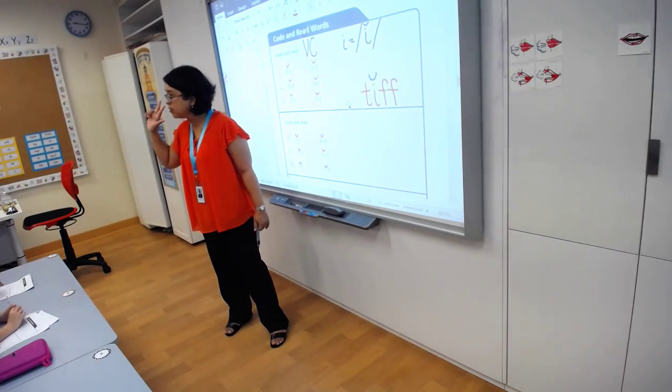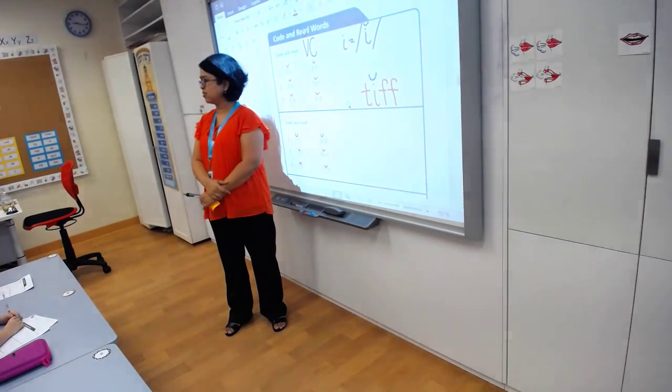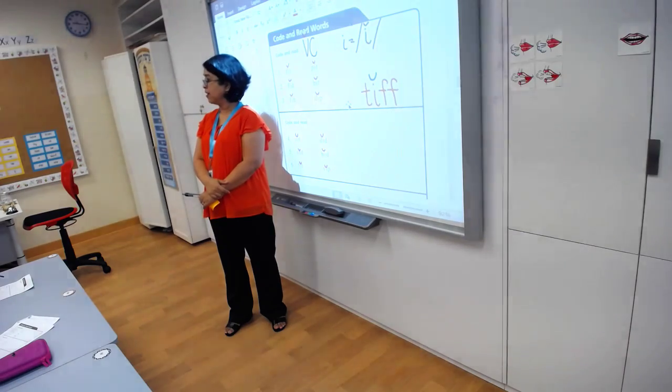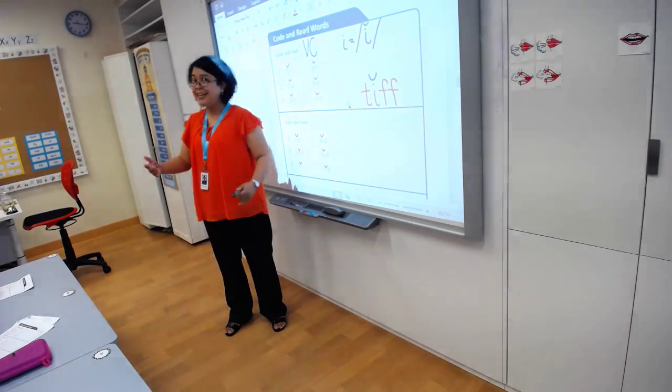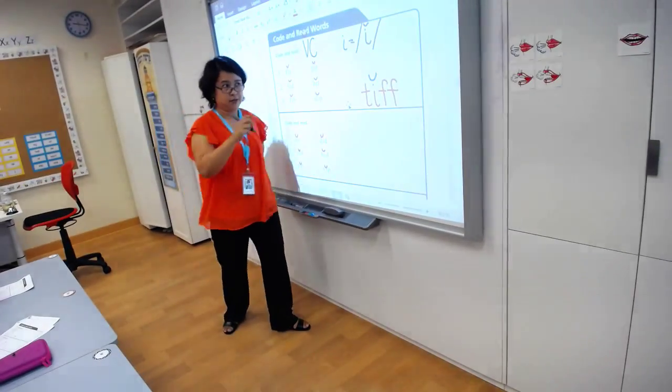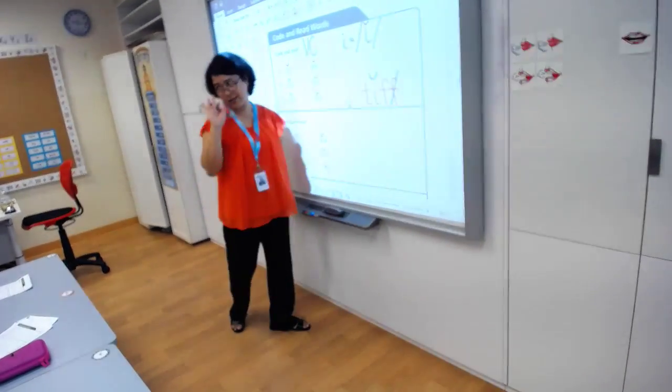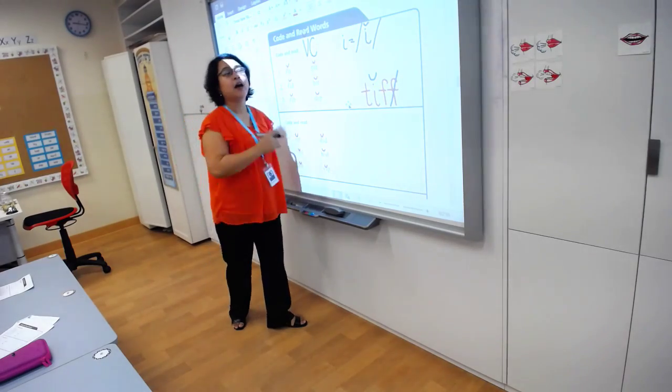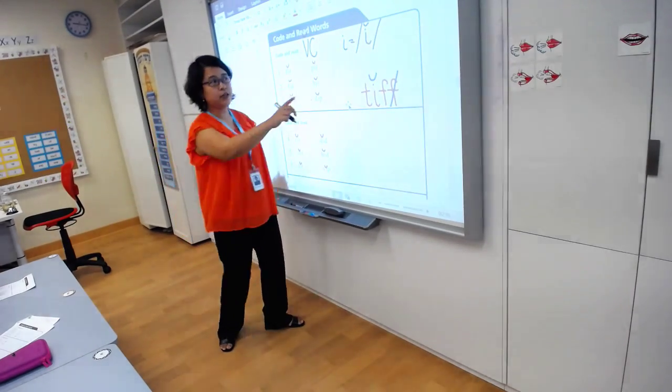How many sounds? Three. But there are four letters. Because the two F's are making one sound together. Yes, the two F's only made one sound. So the second one didn't make a sound. It's a silent one. Only the first one did.